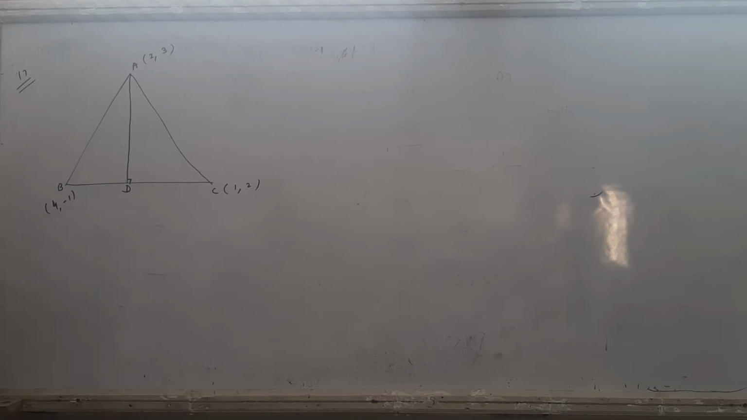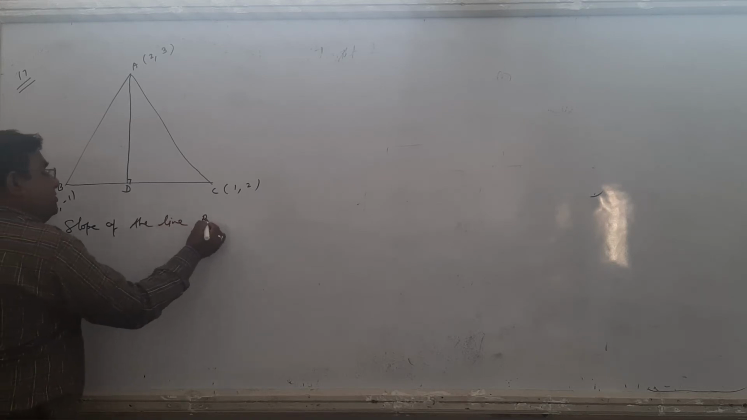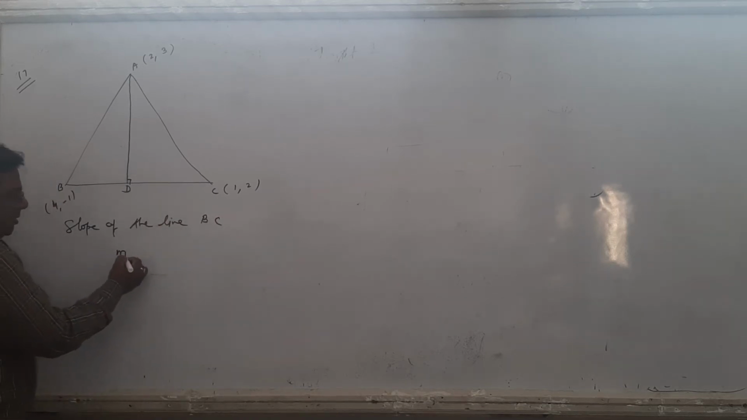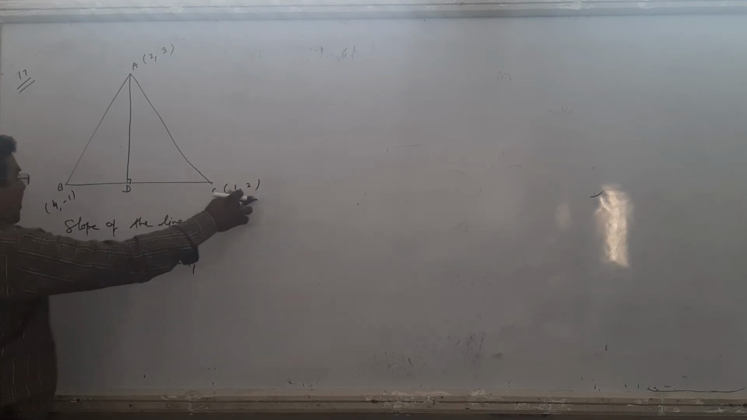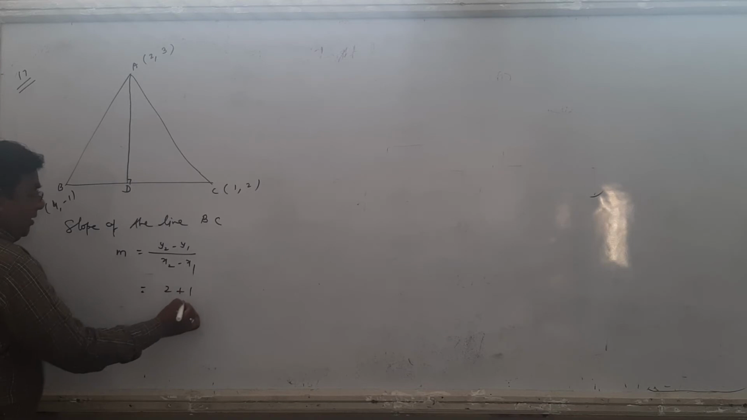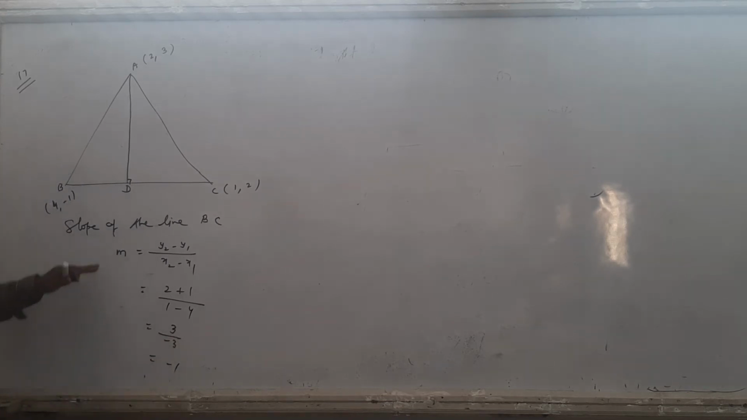And to find the slope, find the slope of line BC. Points B and C, 2 points are given. What is the formula of slope? y2 minus y1 upon x2 minus x1. You know, students, the slope of the line BC, denoted by m, is y2 minus y1 upon x2 minus x1. This is x1, y1, this is x2, y2. That means 2 plus 1 upon 1 minus 4. 2 plus 1 is 3, 1 minus 4 is minus 3, that is minus 1. This is the slope of line BC.